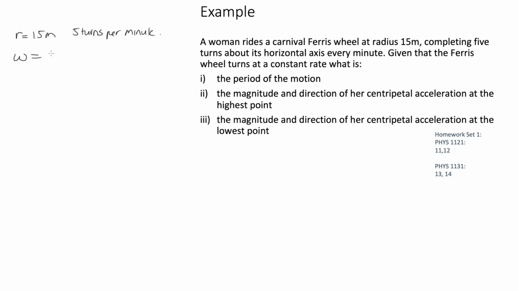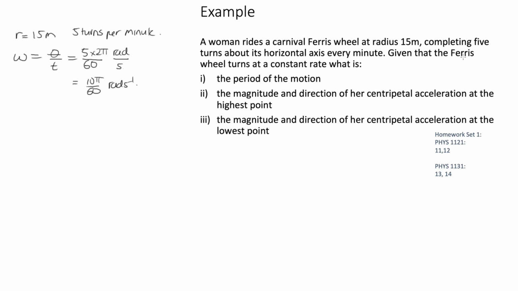Omega is equal to the angle it goes through over the time. The time is 1 minute, so that's 60 seconds, and it's doing 5 turns. So that's 5 times 2 pi radians. So this is radians per second. So this is equal to 10 pi over 60 radians per second.